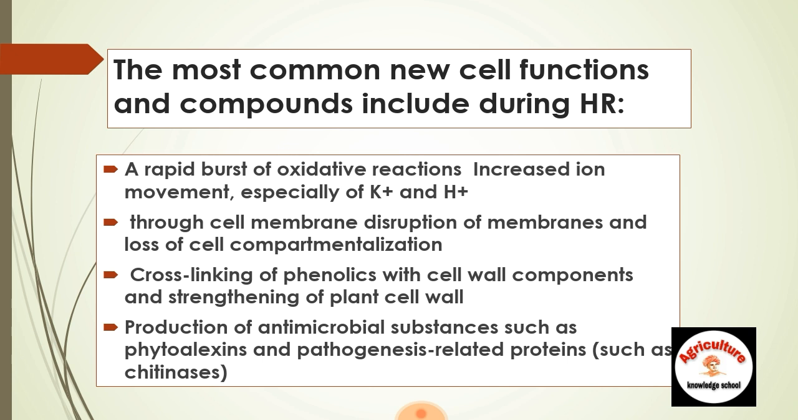A rapid burst of oxidative reactions, and increased ion movement, especially of potassium and hydrogen, through the cell membrane, disruption of membranes, and loss of cell compartmentalization. Cross linking of phenolics with cell wall components and strengthening of the plant cell wall. Production of antimicrobial substances such as phytoalexins and pathogenesis related proteins such as chitinases. So this will happen in the HR response in the cell.